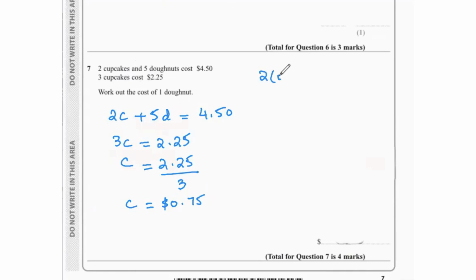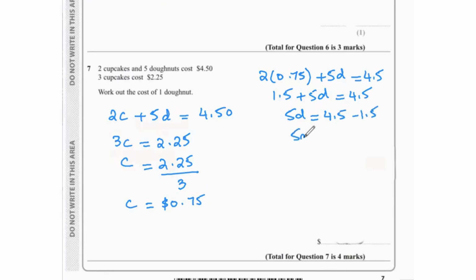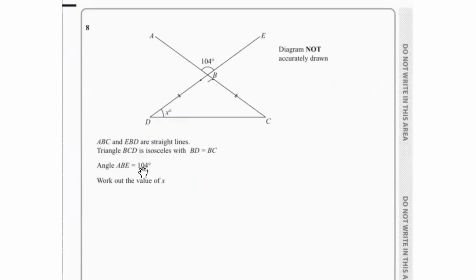So 2 times 0.75 plus 5d equals 4.5. 2 times 0.75 is 1.5. So 1.5 plus 5d equals 4.5. 5d equals 4.5 minus 1.5, which is 3. So the cost of 1 donut is 3 divided by 5, which equals $0.6.